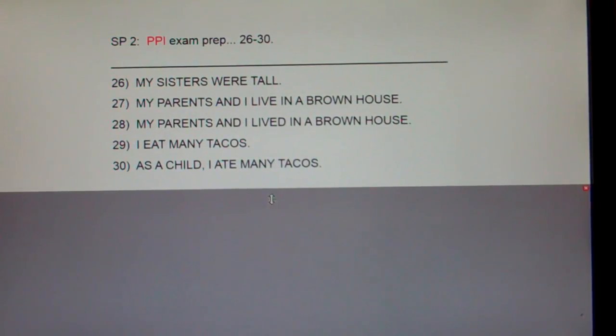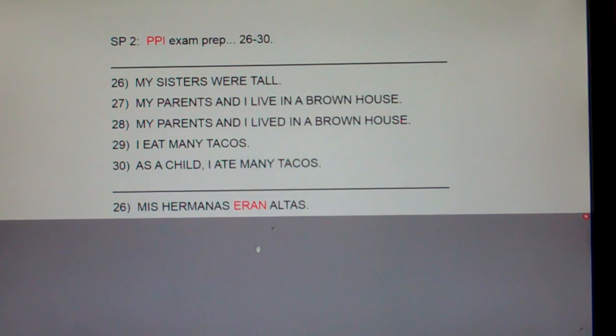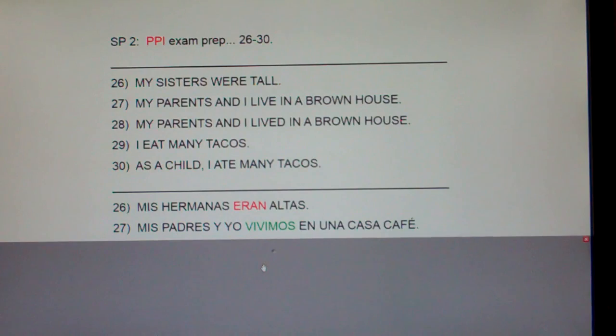26. My sisters were tall. Mis hermanas eran altas. 27. My parents and I live in a brown house. Mis padres y yo vivimos en una casa café.